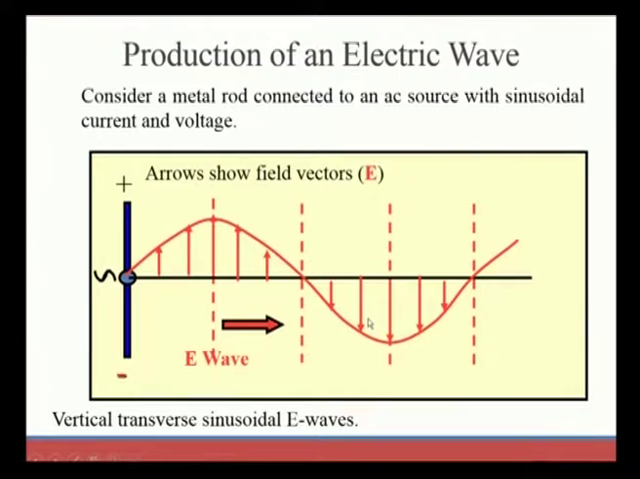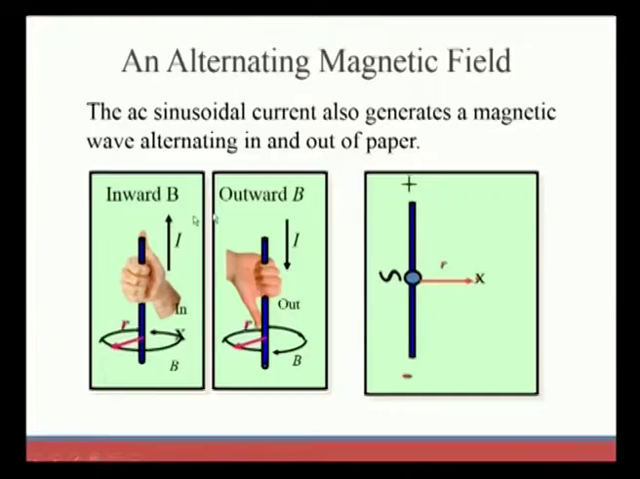Also, the vertical transverse sinusoidal E wave will be generated from the AC source. And alternating a magnetic field and current, the AC sinusoidal current also generates a magnetic wave alternating in and out, because we know that a moving charge or electric current will generate the magnetic field.